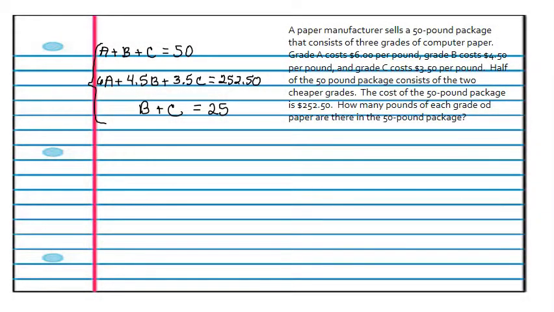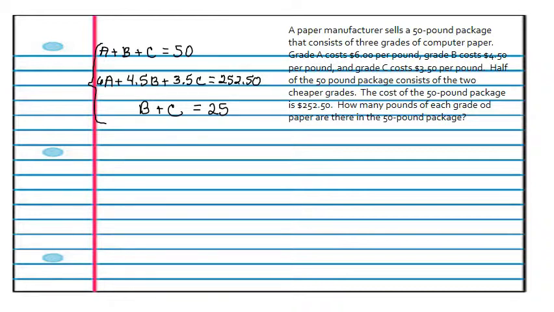Okay, let's try a word problem that incorporates 3 different variables. I'm going to use the example in the book: a paper manufacturer sells a 50-pound package that consists of 3 grades of computer paper. Grade A costs $6 per pound, grade B costs $4.50 a pound, and grade C costs $3.50 a pound. Half of the 50-pound package consists of the 2 cheaper grades. The cost of the 50-pound package is $252.50. How many pounds of each grade?